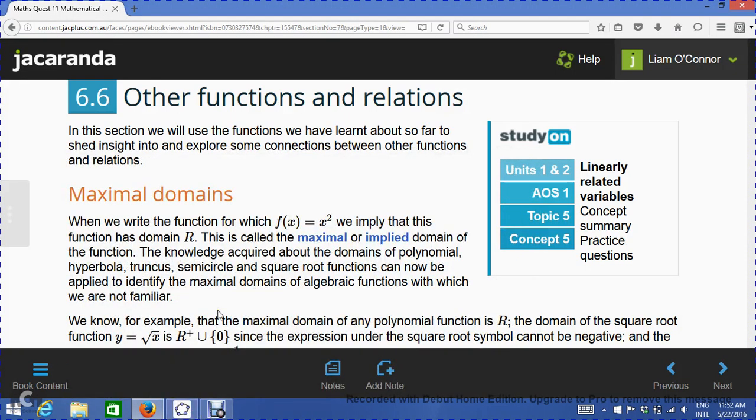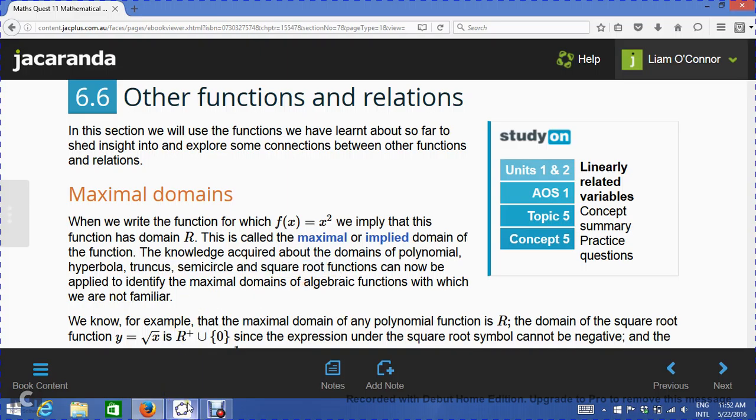Okay, so today we're going to have a look at chapter 6.6, other functions and relations. So what we've learnt so far, we're going to extend that information and explore some connections between other functions and relations. So what does that mean? Well, to start with, we're looking at maximal domains, or implied domain of a function. Now we've had a look at hyperbolas, truncus, semicircles and square root functions, and we're going to apply these maximum domains to other functions which we are not familiar with.